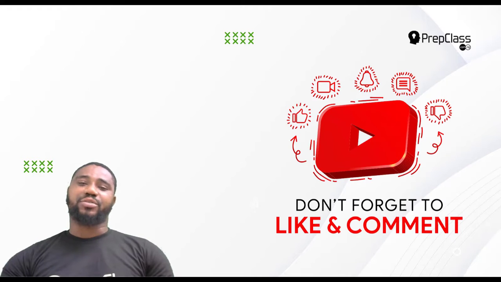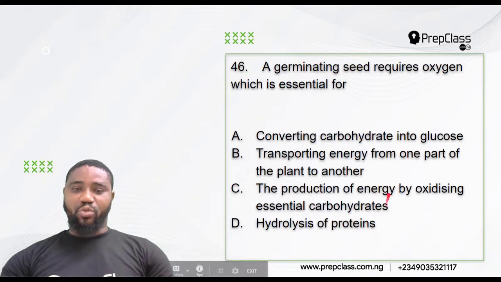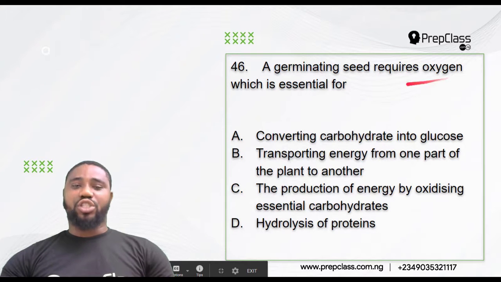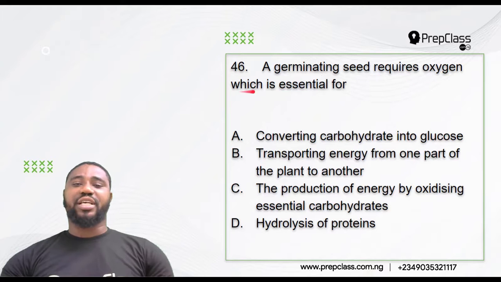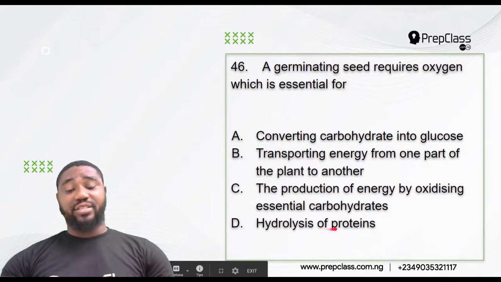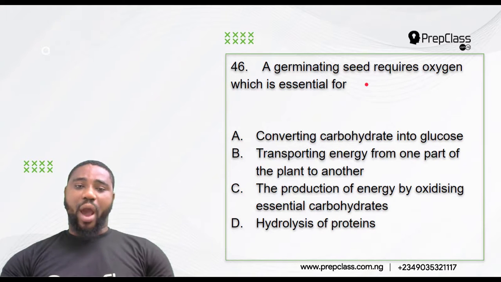So now, let us move in and round off this section. A germinating seed requires oxygen, which is essential for: converting carbohydrate into glucose? Transporting energy from one part of the plant to another? The production of energy by oxidizing essential carbohydrate? Hydrolysis of protein? So why does a germinating seed require oxygen?